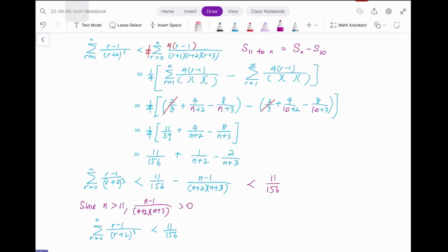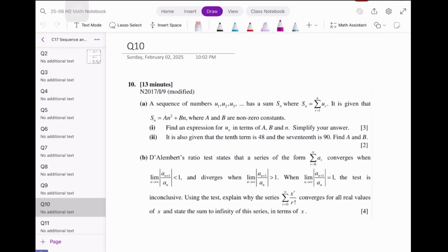Okay, let's take a quick look at number 10. Okay, number 10. Wah, jialat. 10 needs 13. I think I try to rush number 10. No, 10D can do. Okay, let's go to 10.